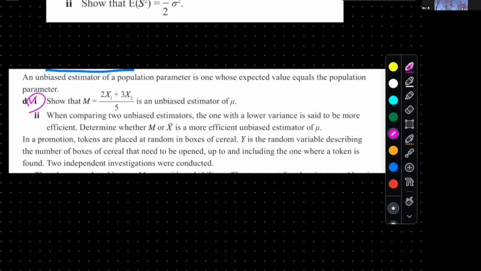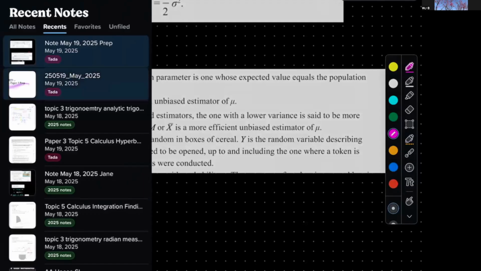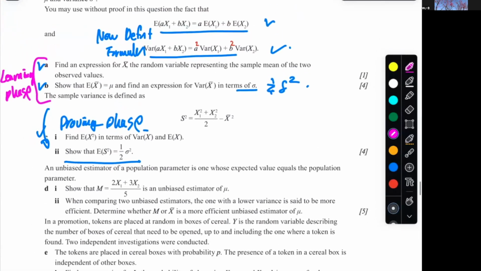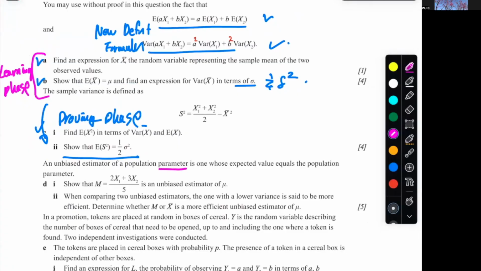If you want to show unbiased, what we were doing in this practice is that it must give you the same mean. What they have defined is that an unbiased estimator is one whose expected value equals the population parameter. Here my population parameter was mu. So my aim is to show that if I take the expected value of that parameter, I expect to get mu. If I could show that, it is the unbiased parameter.